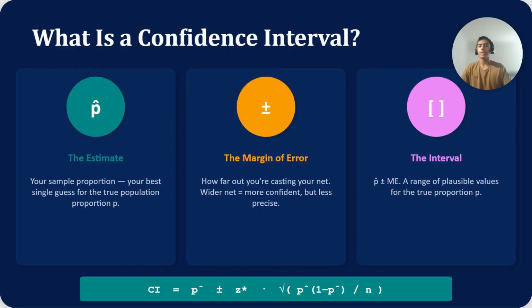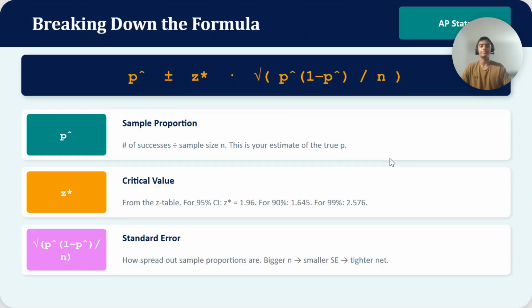Now, at the bottom, here's the formula. This is the one you need to memorize. P-hat plus or minus z star times the square root of p-hat times 1 minus p-hat, all divided by n. I know that looks like a lot, but we're going to break it apart right now. Let's go piece by piece.